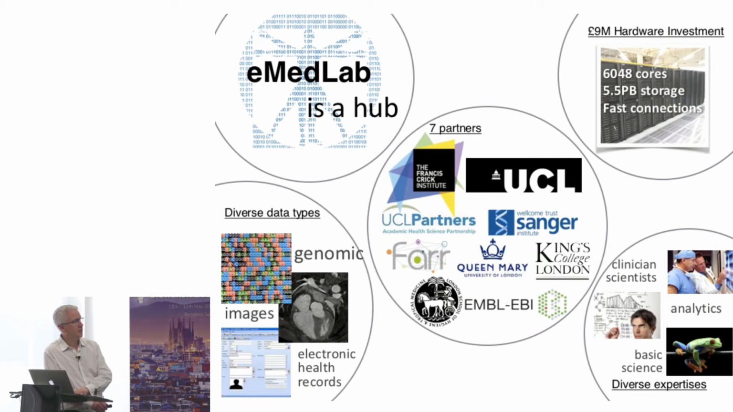And so eMedLab is a hub for collaborative analysis. We're using it for all kinds of analyses: genomic data, imaging, electronic health records. It's got 6,000 cores, 5.5 petabytes of storage and fast connects. And of course, it's an OpenStack infrastructure, so we're using it to host VMs and different VM infrastructures for analysis.